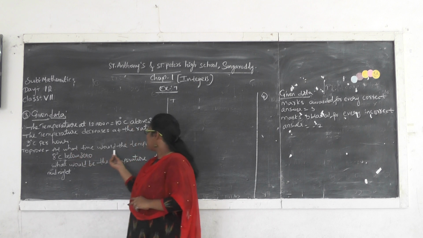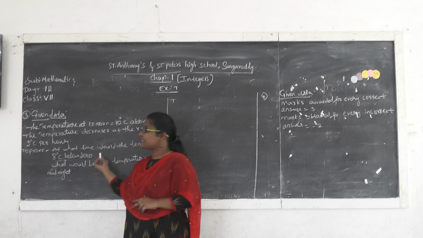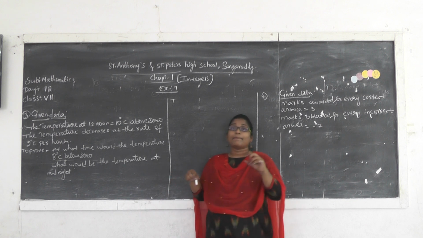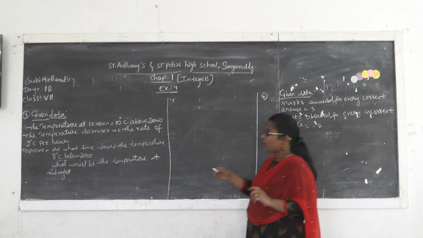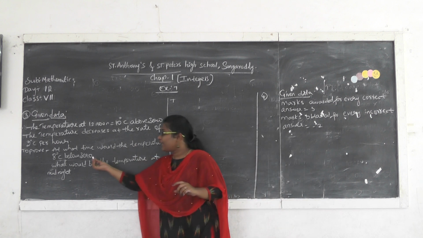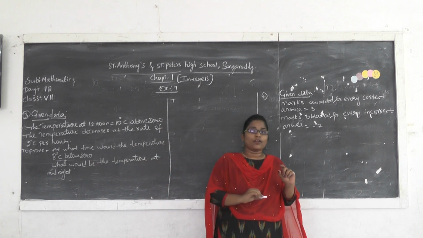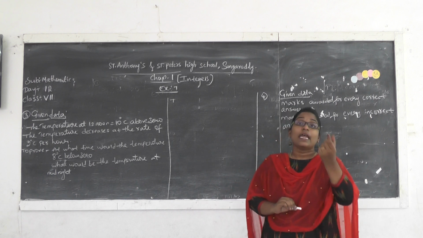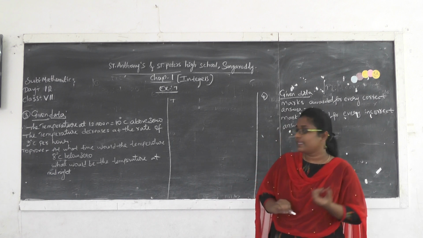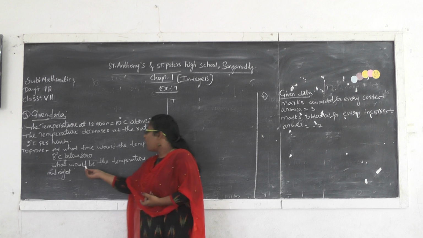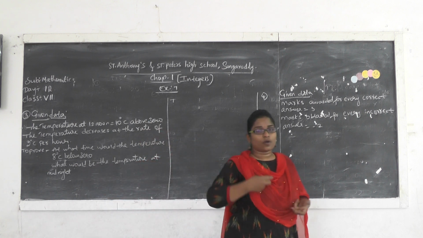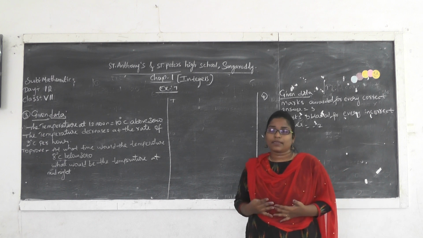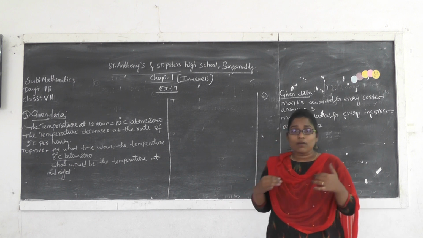At what time would the temperature be 8 degrees Celsius below zero? Below zero means positive or negative? Negative. Below zero is negative. So we have to find at what time the temperature will be reduced to 8 degrees Celsius below zero. Next, what would be the temperature at midnight? That means at 12 o'clock midnight, what temperature will be noted. That we have to find.